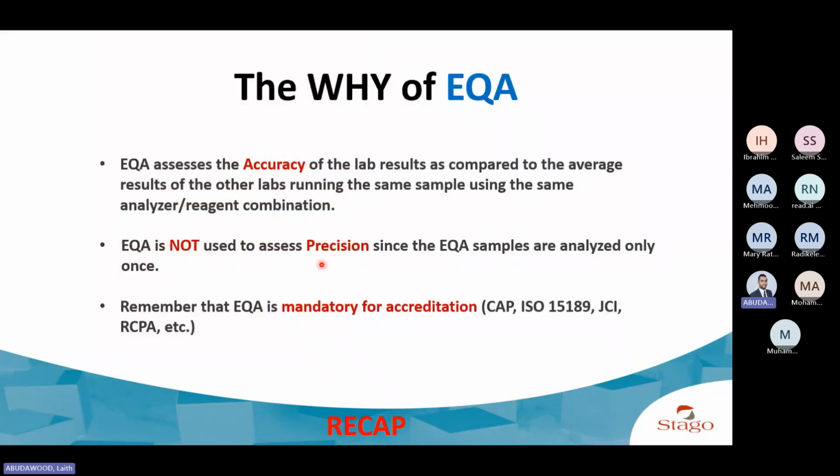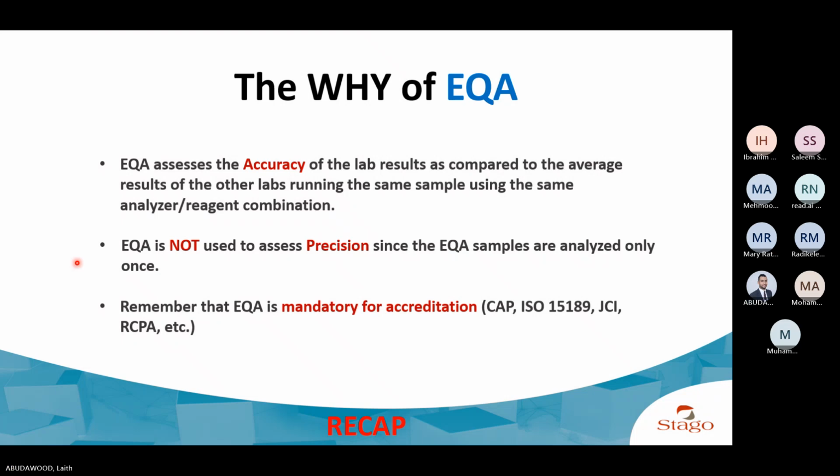Okay, so again, from previous presentation, we said that the external quality assurance checks the accuracy of the results of the lab. How? By comparing your results to other labs who have done the same survey or run the same sample on the same analyzer and using the same reagent. We'll speak about the specifics, of course.